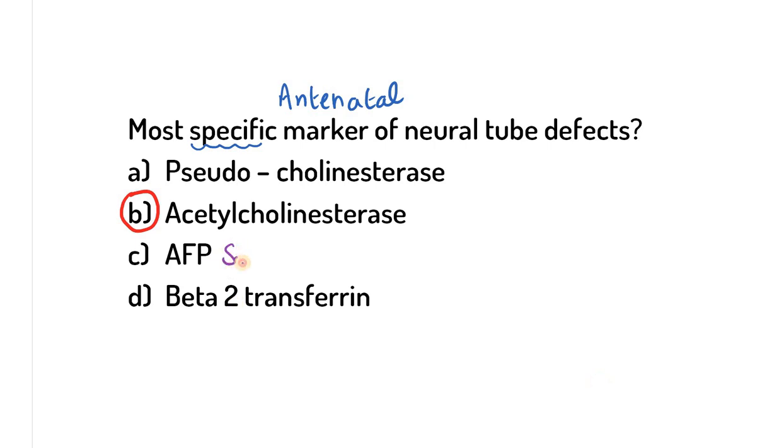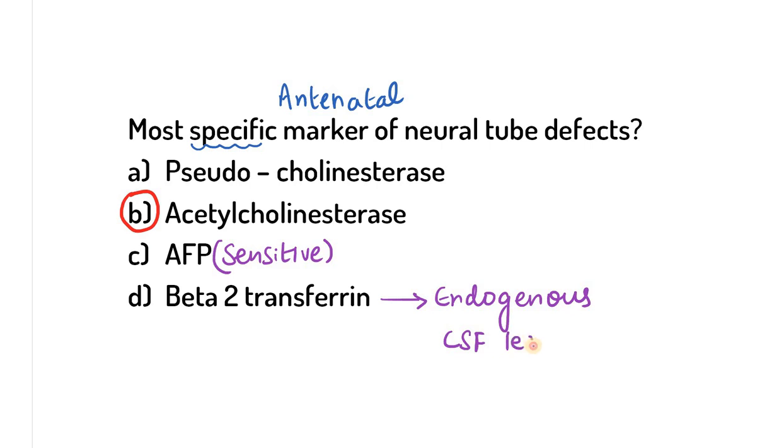If they ask you which is the most sensitive marker, then you can choose alpha fetoprotein. Sensitive marker is alpha fetoprotein. Now, you must be knowing beta-2 transferrin. What is it a marker of? It is a marker of endogenous CSF leakage.